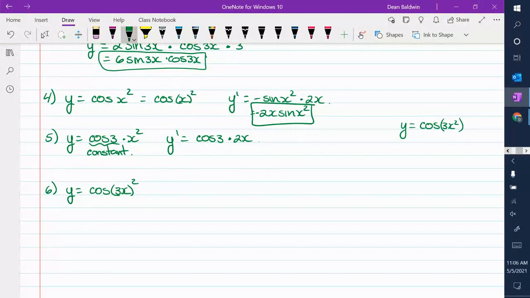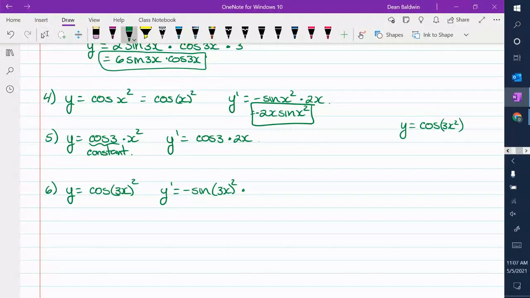Is the cosine being squared? No. So the outermost function is cosine, so I do that first. Derivative of cosine is negative sine of all this stuff times. Now you've done the cosine derivative. That function is gone. Now you just have to do the derivative of 3x all squared. What's the derivative of 3x all squared? What rule do I need to use?